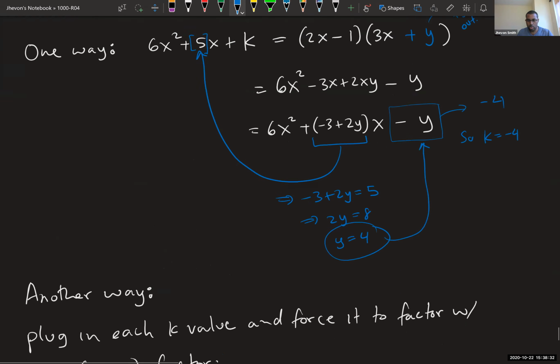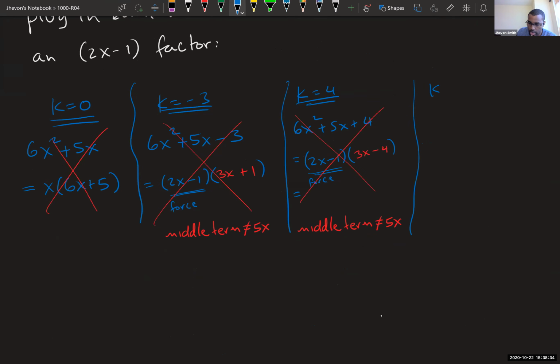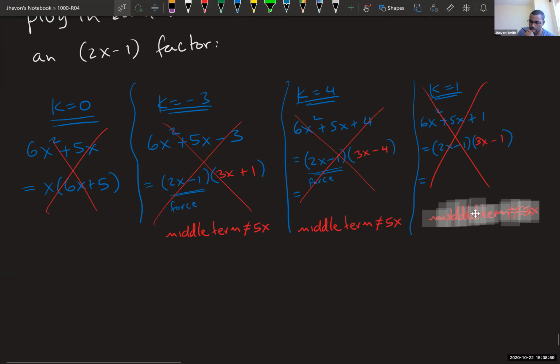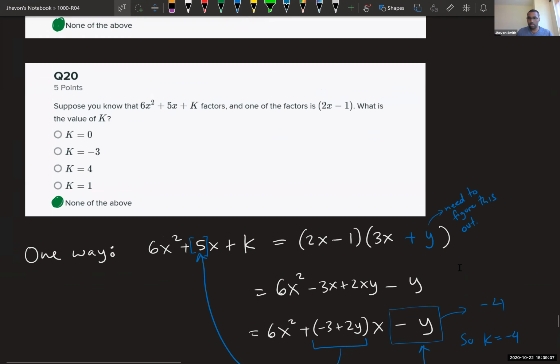One last guy to check out, the k equals 1. If your k equals 1, you have 6x squared plus 5x plus 1. If I force that to factor like this, that would have to be a 3x, and this would have to be a minus 1. And again, does not work for the same reason. If I expand that, the middle term would not be 5x. So you'd realize that none of these options work. So that was a brute force way.